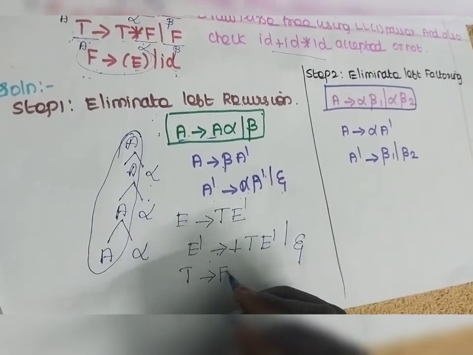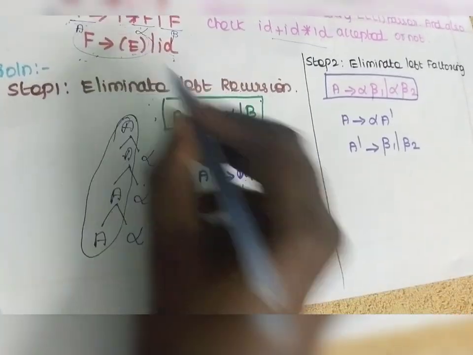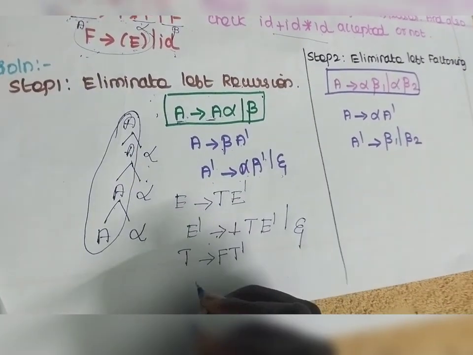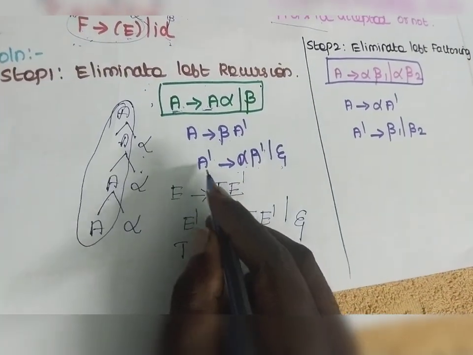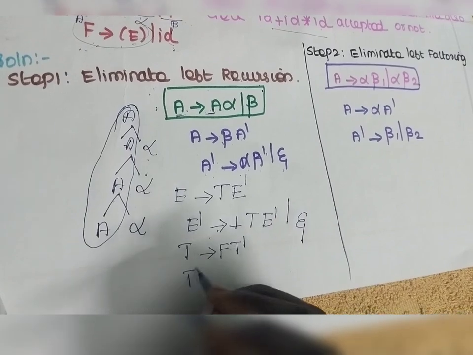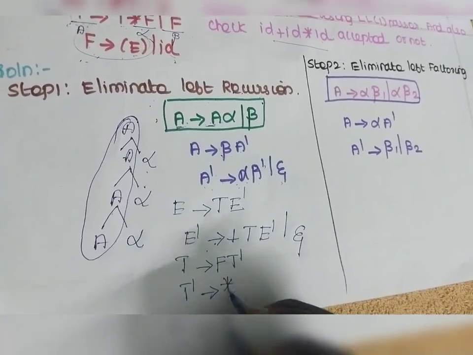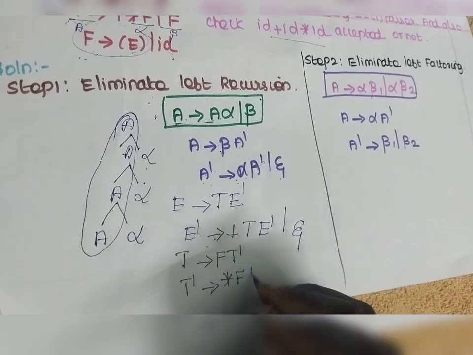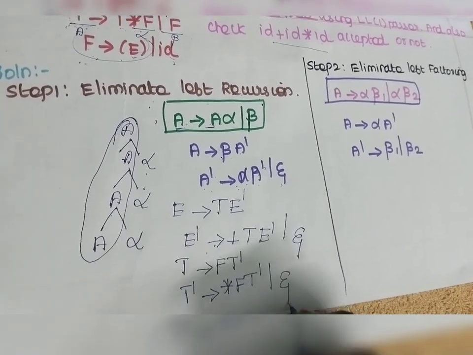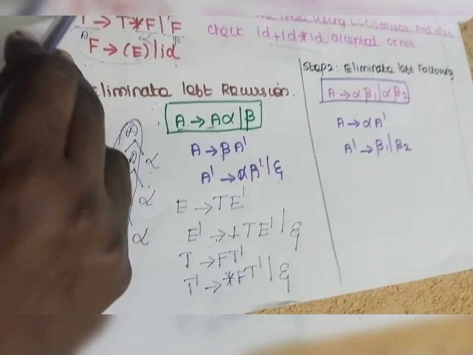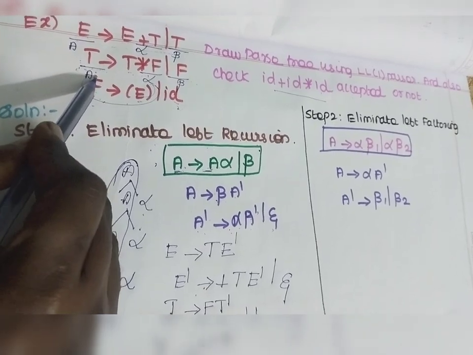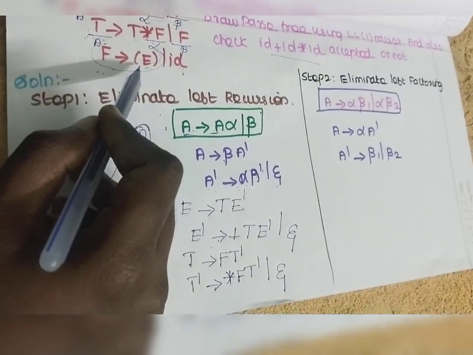A tends to beta, where beta is F, again A dash. A dash is T dash. Again E dash, A dash tends to alpha, which is star F, A dash, T dash, or epsilon. Then we have completed these two productions, eliminating left recursion. This is no left recursion.